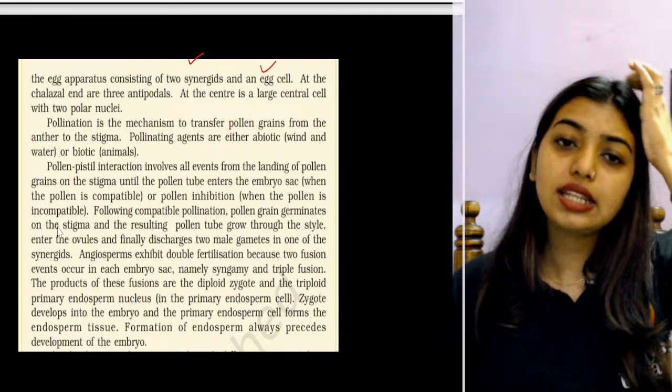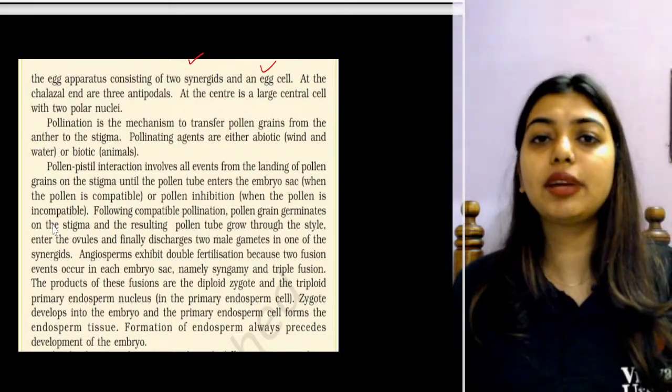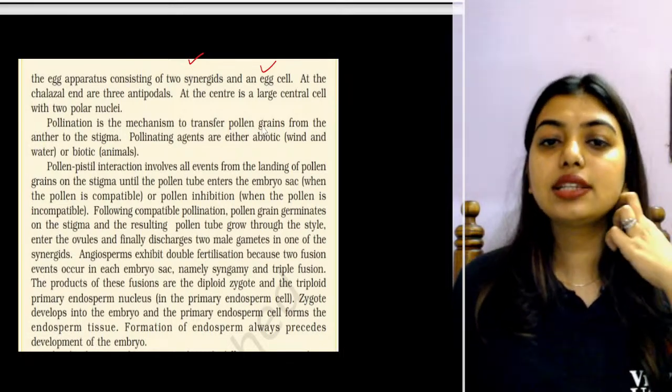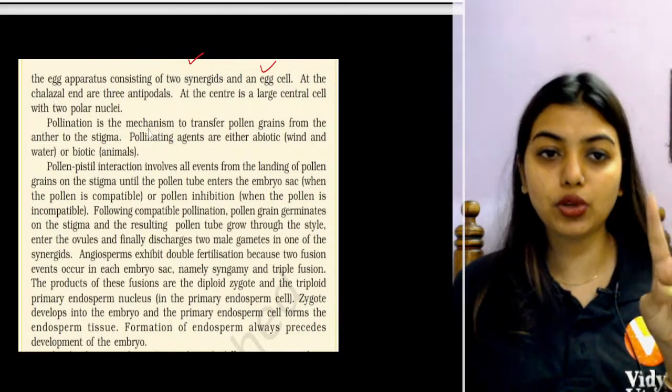At the chalazal end, they will have 3 antipodal cells. So opposite to the micropylar end is the chalazal end. At the center is a large central cell with 2 polar nuclei.